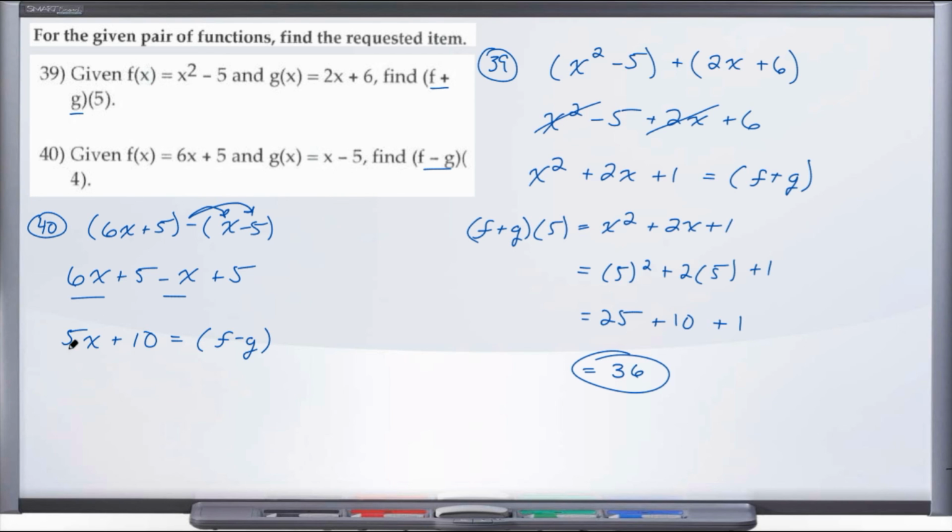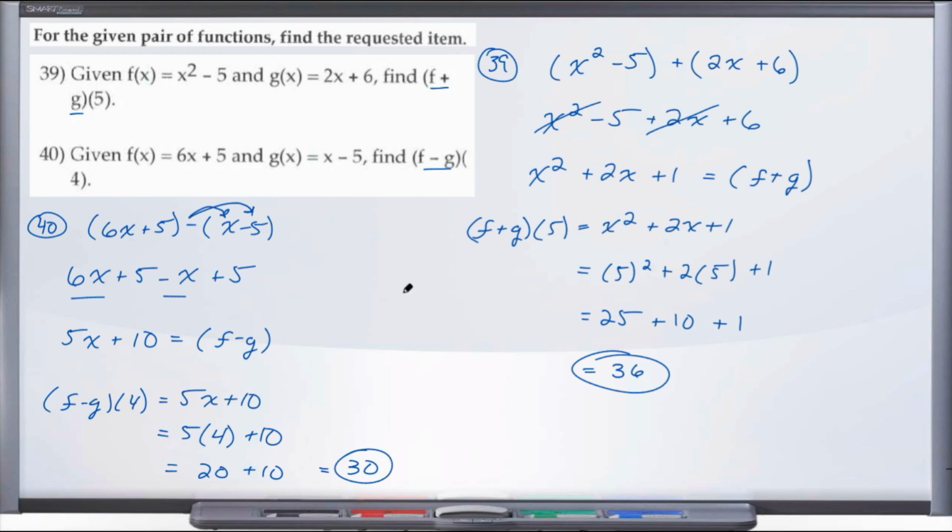And now we want to evaluate this new expression at the value of 4. So f minus g of 4 equals 5x plus 10. Let's plug in this value of 4 for x. Well, 5 times 4 is 20, plus 10. And so we add 20 and 10 together, and we get 30.